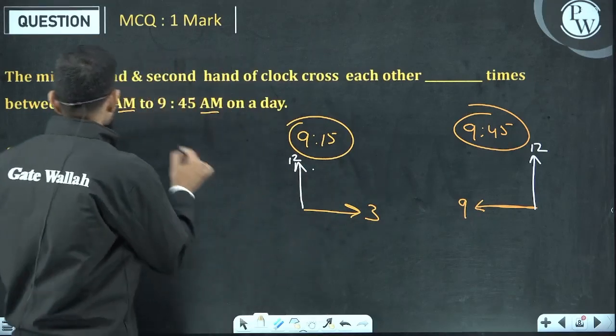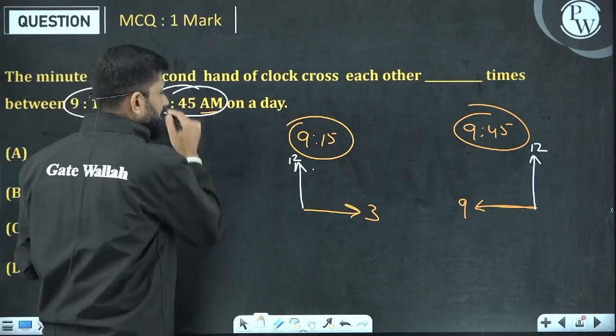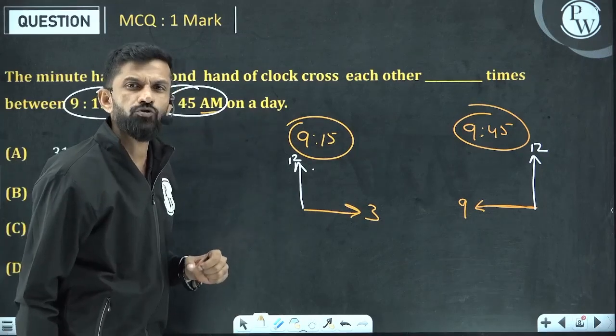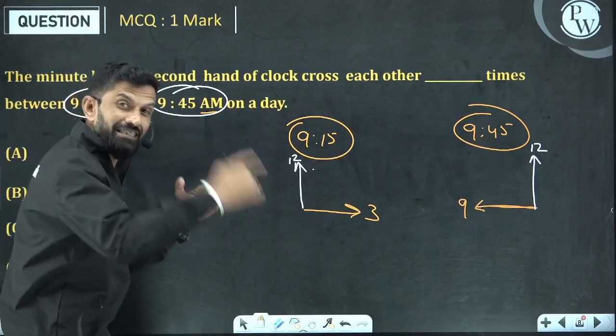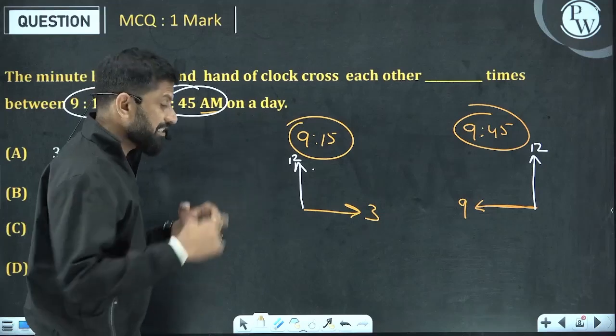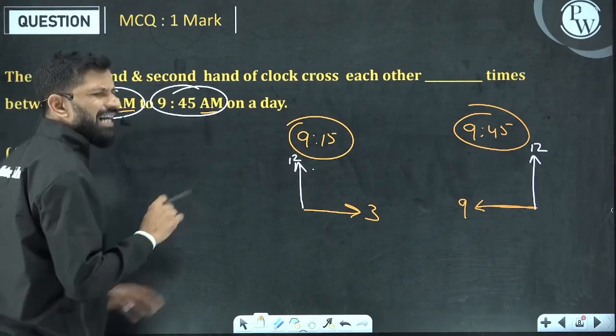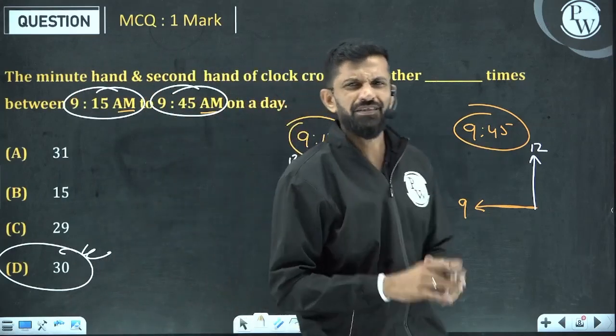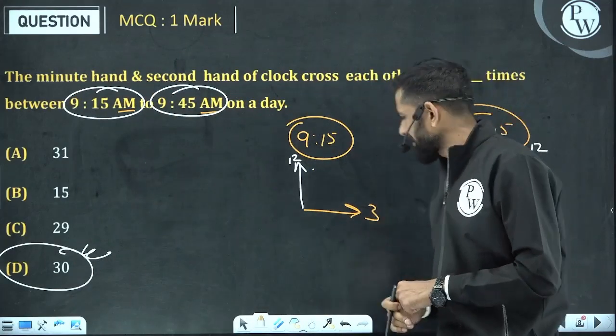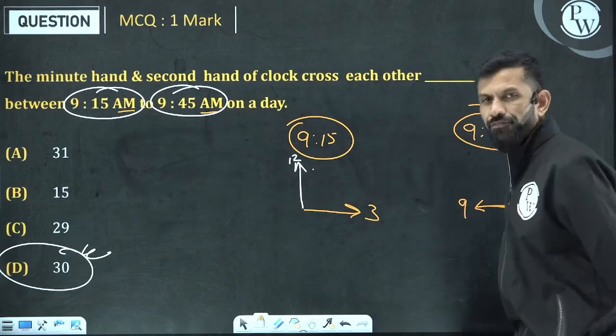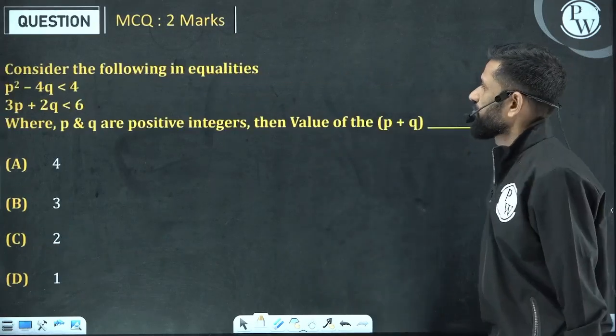So my dear friend, we have to find from 9:15 to 9:45, how many minutes gap it is. It is a total of 30 minutes gap. Means 30 times it will cover this 360 degrees. It means 30 times it will cross each other. So 30 is the answer, as simple as that. Very simple. They are just checking your logical thinking over here. No calculation further. Moving to the next question.